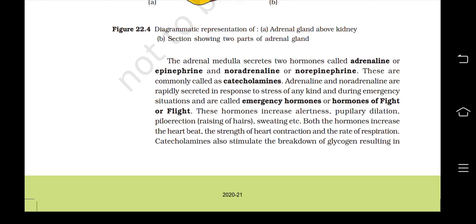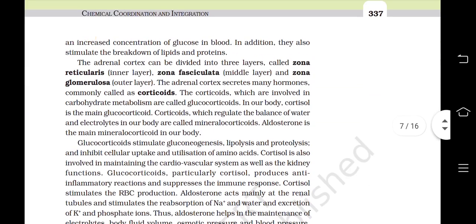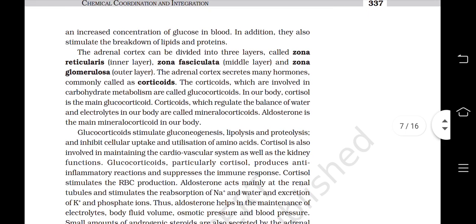Catecholamines also stimulate the breakdown of glycogen, resulting in an increased concentration of glucose in blood. In addition, they also stimulate the breakdown of lipids and proteins. The adrenal cortex can be divided into three layers called zona reticularis, inner layer, zona fasciculata, middle layer, and zona glomerulosa, outer layer. The adrenal cortex secretes many hormones, commonly called corticoids.